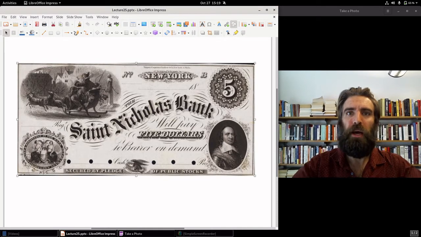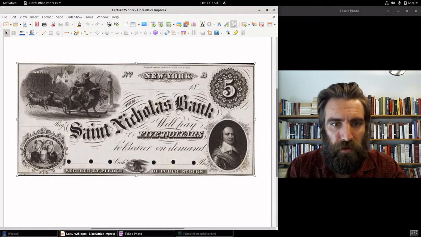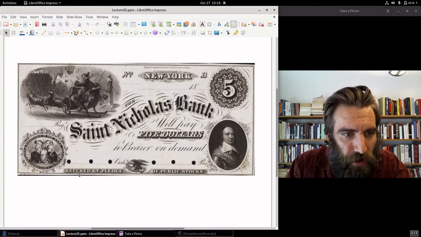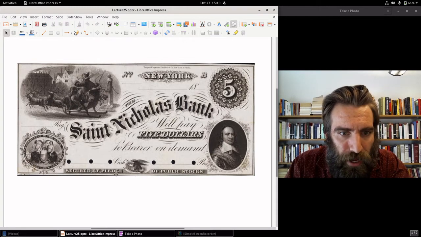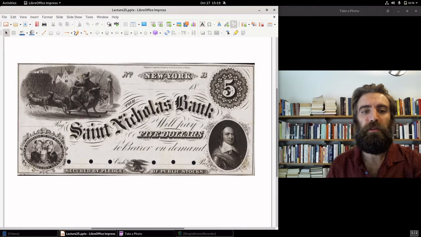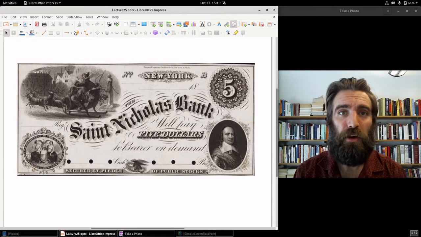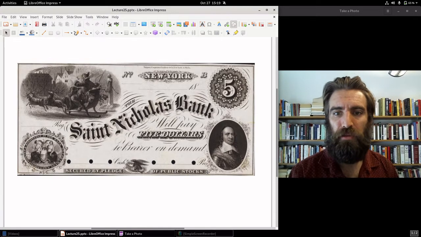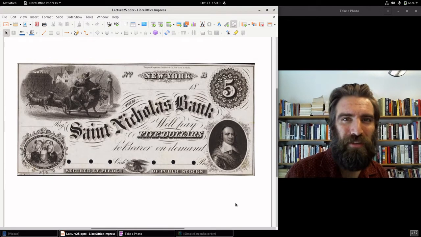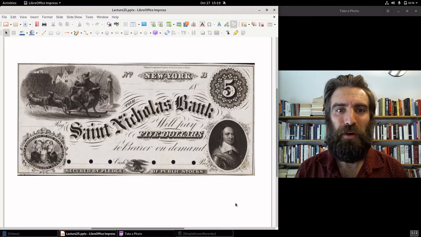Are you completely out of luck? No. You can go to the state of New York. Why? Because this $5 note is, you see it here, secured by pledge of public stocks. Secured by pledge of public stocks. In other words, secured by state bonds. And this gave some added security to the notes. I hope that makes sense. I think it does probably, but there may be a few people out there who are a little confused.